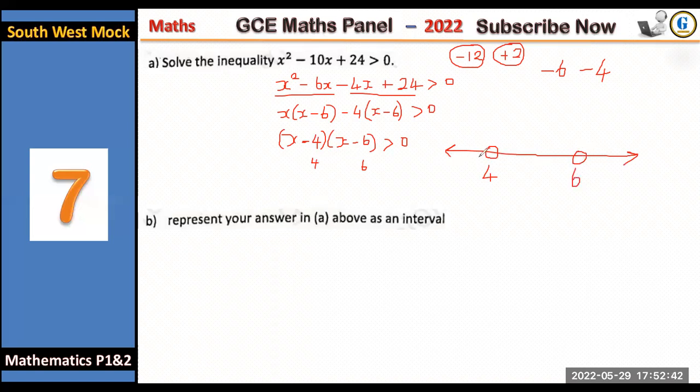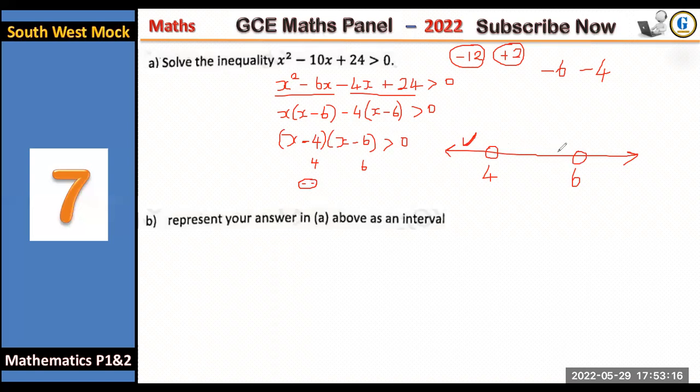Now let's take any number less than 4 and test in this equation. For example, 0. If x is 0, the first bracket is going to be 0 minus 4, which is negative, right? Yes, sir. And the second bracket will also be negative. Negative times negative is positive, right? Yes. Is a positive number greater than 0? Yes, sir. It means that this region satisfies, because we have taken a number in that region and it satisfies it.